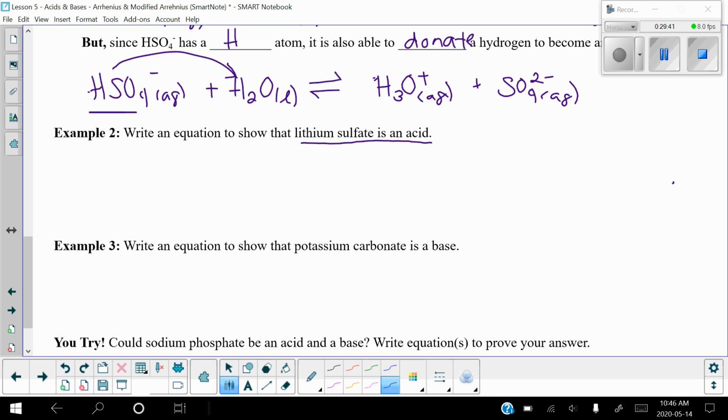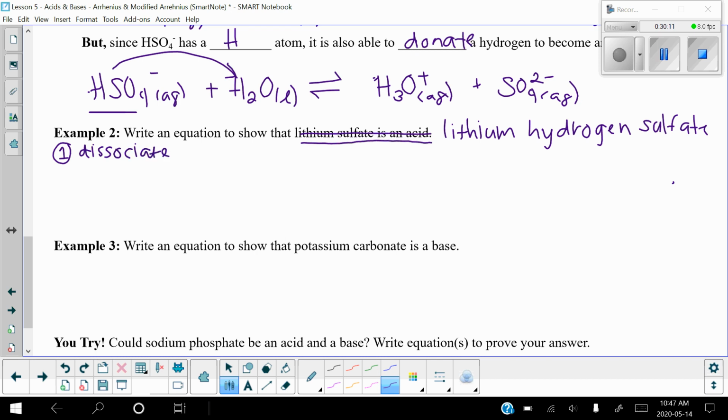Okay, so write an equation to show that lithium hydrogen sulfate is an acid. Oh, sorry, it should be lithium hydrogen sulfate. So you're first going to write a dissociation reaction. So step 1 is a dissociation reaction. You want to see which ions you are working with. So I go LiHSO4, lithium hydrogen sulfate. Looks like this. Beautiful.